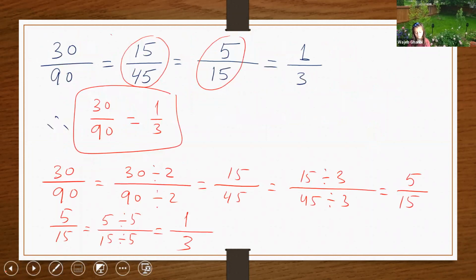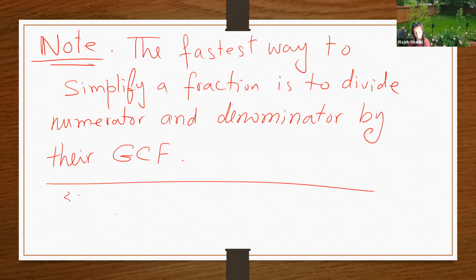So what about 30 and 90? See, 30 over 90 equals... What is the greatest common factor of 30 and 90? It is 30. We already studied how to find the greatest common factor. So now we divide the numerator and denominator by 30. Why? Because the greatest common factor of 30 and 90 is 30. So what is the result now? 30 by 30 is 1. 90 by 30 is 3.